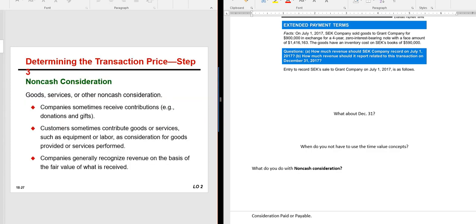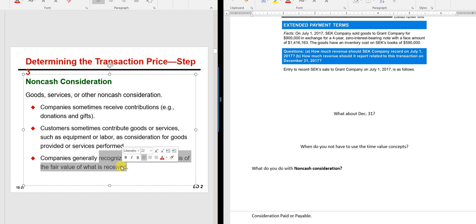Okay. Next one, non-cash consideration. We have done non-cash consideration a lot. You just don't really think about it that you did it. But remember that you record the value of the property given or received, whichever one is more apparent. And so that's non-cash consideration. So companies receive contributions, donations, gifts. Sometimes they contribute goods or services, such as equipment or labor, etc. So maybe you mow my yard and I cut your hair or something like that. And basically, we recognize revenue on the basis of the fair values received.